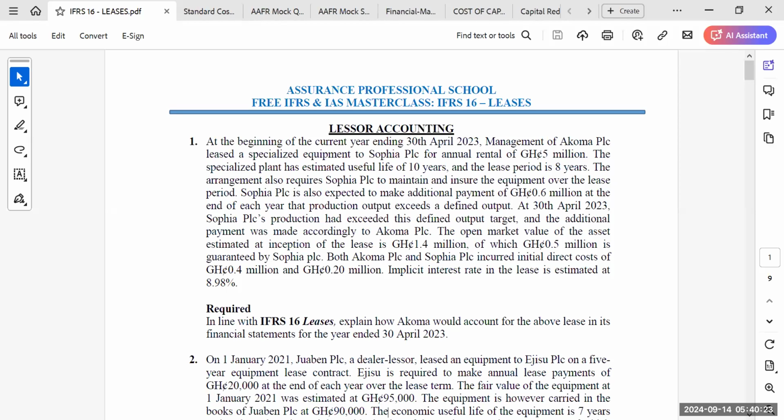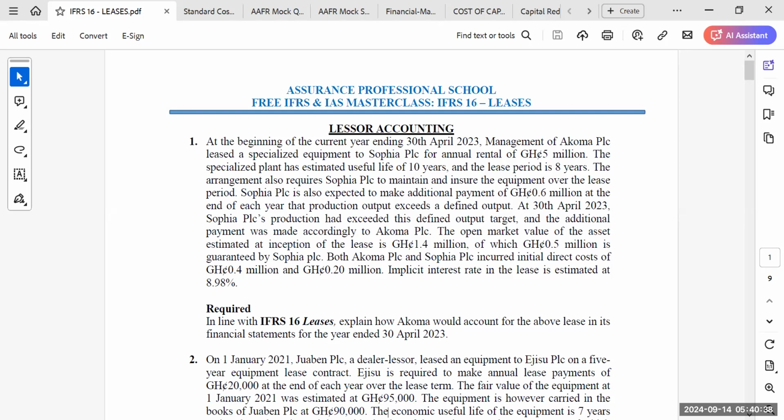Okay, the explanation that they're asking you is how they should account for this one. What figures should be taken to profit or loss and those ones. So you have to do your calculation. Whatever figure that will be taken to profit or loss, then you use the figure to explain what will happen.